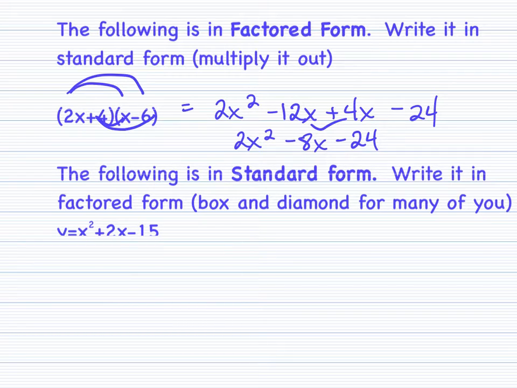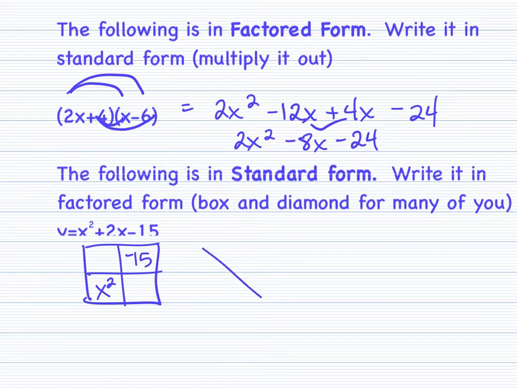Next one's in standard form. I'm going to do it in factored form. So, yeah, I'll do box and diamond again. I actually personally prefer the algebraic grouping, but most people haven't done it that way. So I'm not going to worry about it. And this process over here is kind of redundant with this one, but that's up to you. I'm going to go ahead and keep showing it.